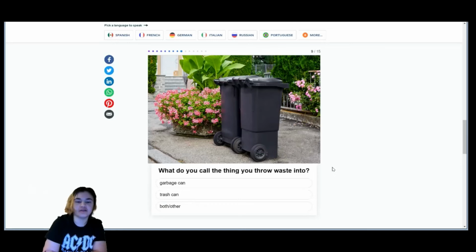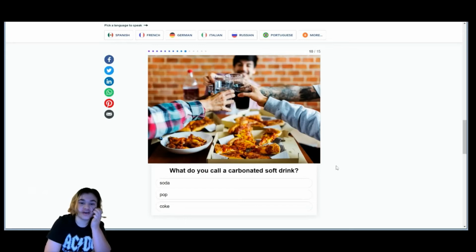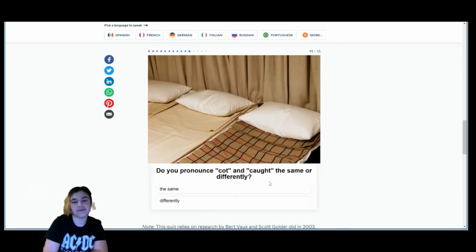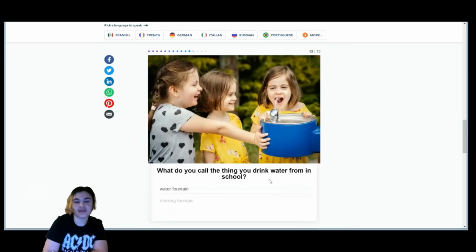I call it a trash can, or a bin. I call it a bin a lot of the time. So I'll say both, because I call it a garbage can too. Soft drink is a soda. Coke is a brand, and I don't like the word pop. Caught and caught are the same as previously stated.